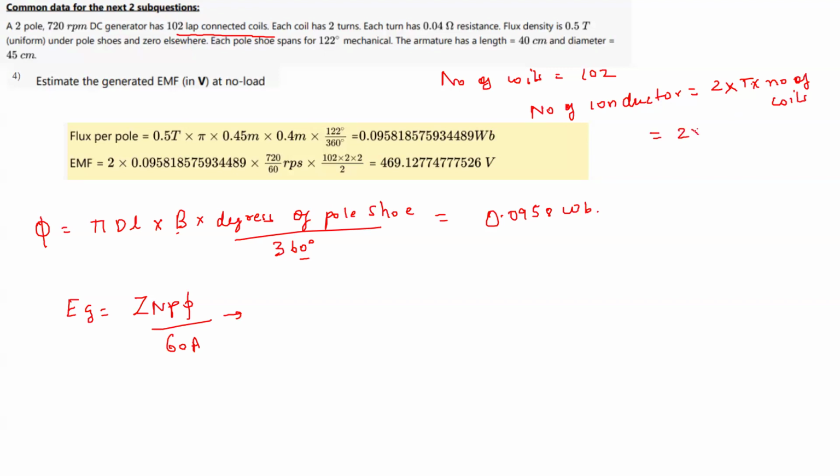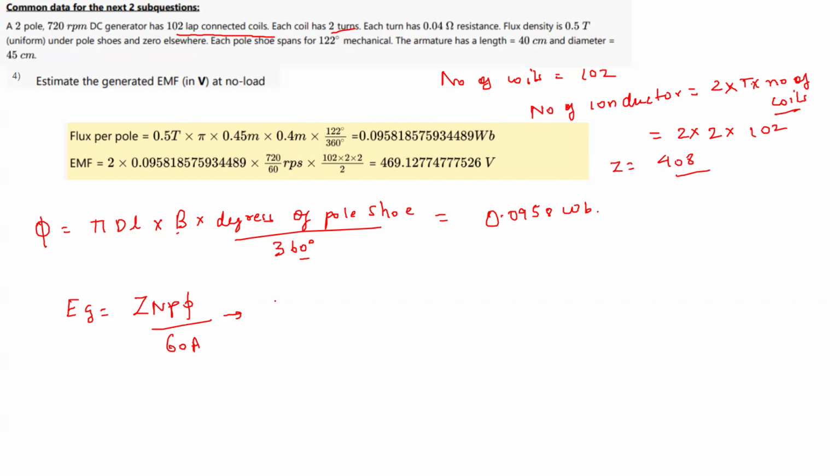So this is 2, number of turns is 2, and number of coils is 102. Okay, so this is the number of conductors. So number of conductors is how much? 2 2s are 4, 408, correct. This is 408. Now let us see EG.